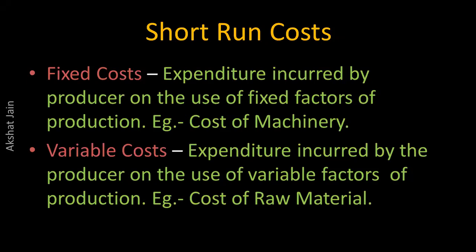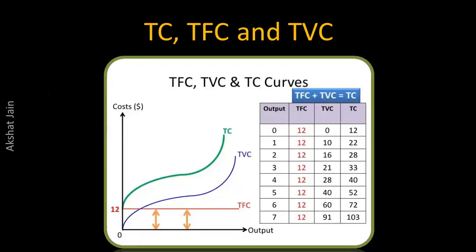Short run is a time period in which the fixed factor cannot be changed. There are two types of factors, fixed factors and variable factors. The cost incurred on the fixed factors is known as fixed cost, and the cost incurred on the variable factors is known as variable cost. And then at the last we saw the curve and the schedule of TFC, TVC and TC. The formula for TC is nothing but the summation of fixed cost and variable cost.